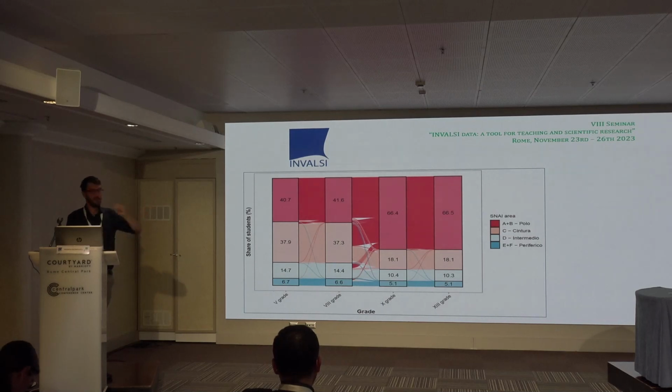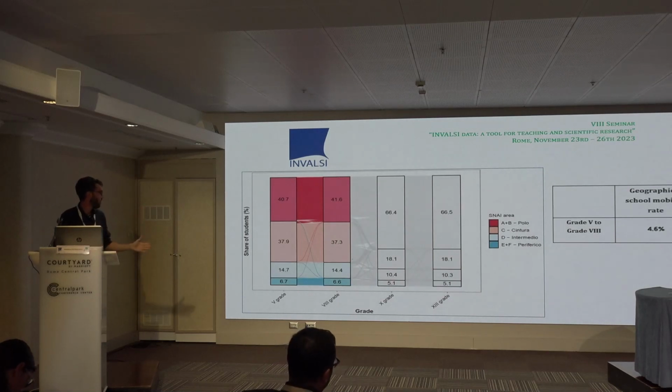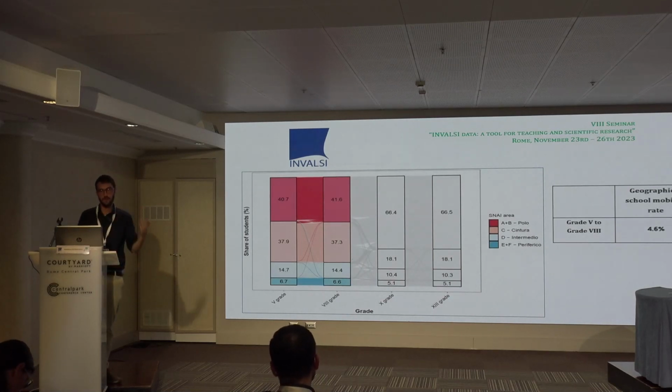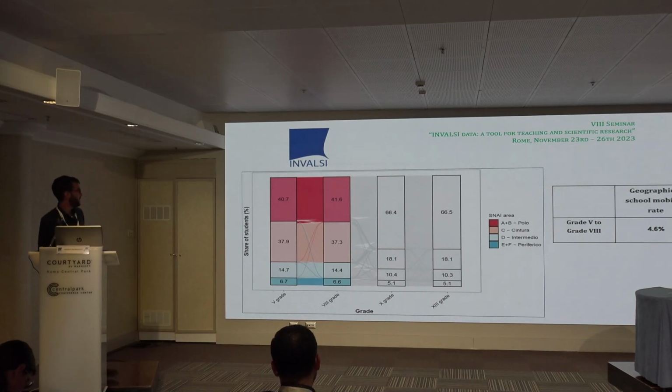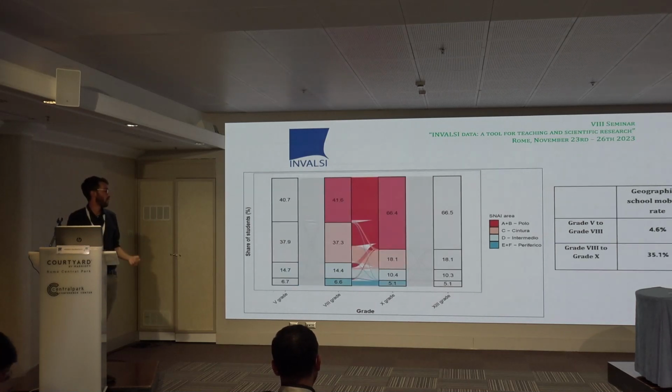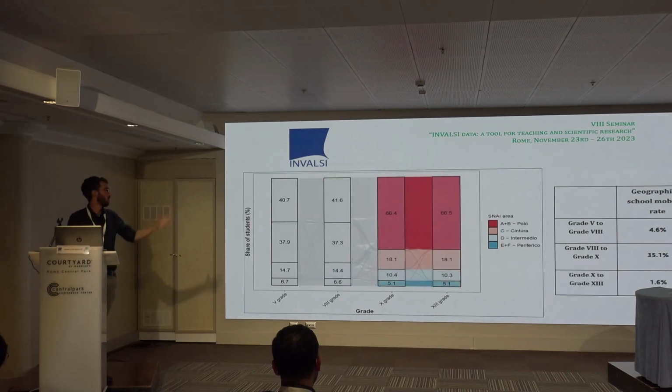And then if you see the flows of students being enrolled in different schools in different areas, we see that between the 5th and 8th grade there is low mobility, lower than 5%. Instead, between 8th and 10th grade, the mobility is substantial. 35% of students change their area between grade 8 and grade 10. And also during upper secondary school, this mobility is pretty stable.